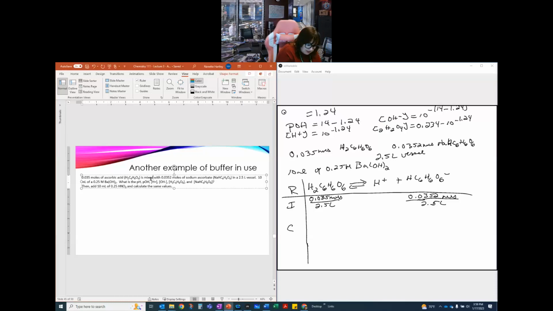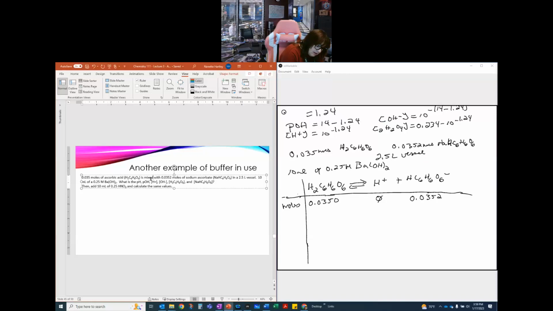And I mean, we typically aren't actually using a RICE table per se, okay? And I'm actually not going to do it quite this way. So I'm going to do this in the way that we looked at it previously. So these are going to be moles. This is 0.0350. I'm not talking about that. 0.0352. We do our addition of 10 mL of 0.25 molar Ba(OH)2.